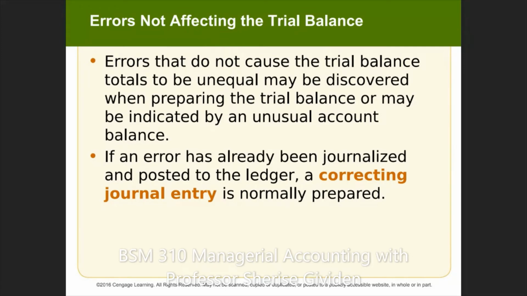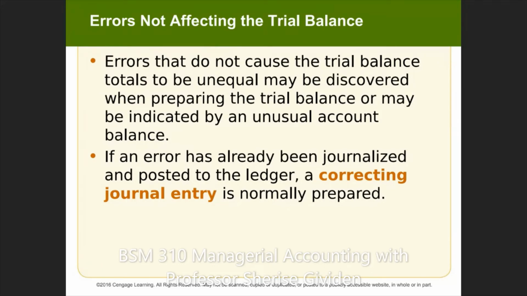Not me, not my thing, but all right. So, errors that do not cause the trial balance totals to be unequal may be discovered when preparing the trial balance or be indicated by an unusual account balance. So when we're looking at the trial balance on page 71, we see we've got our debits and our credits. We've got $42,600 in our balance for debits, and 42,600 in our balance for credits. So they both equal, they tie.